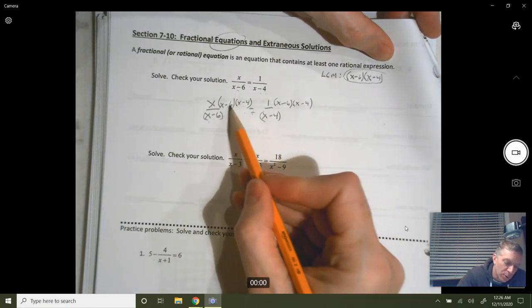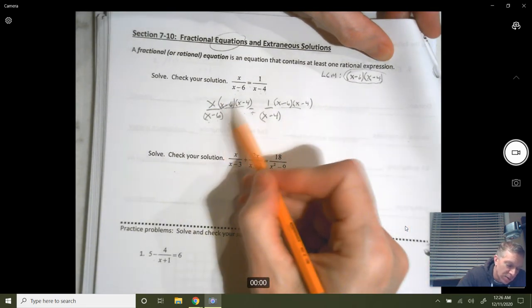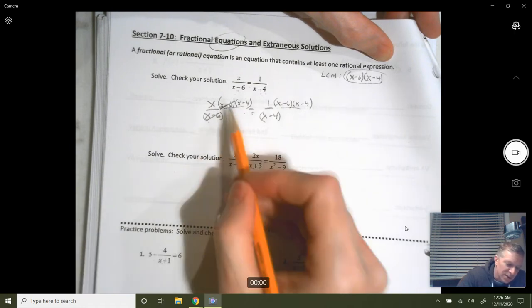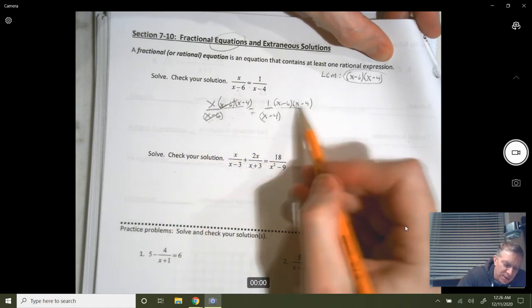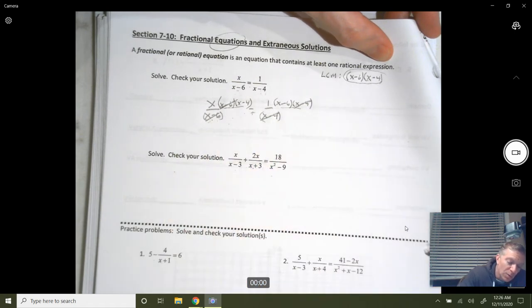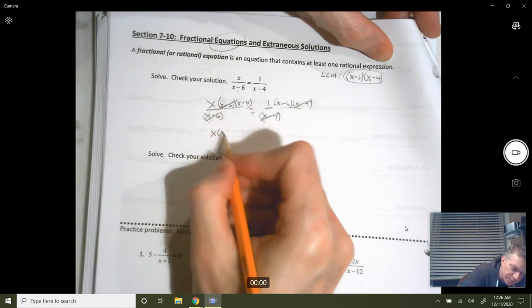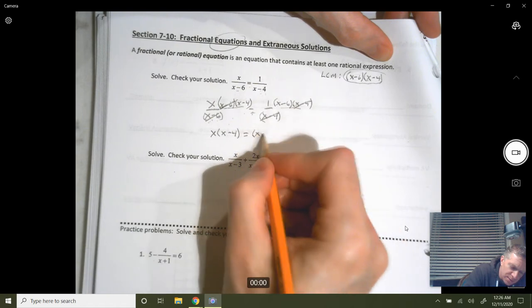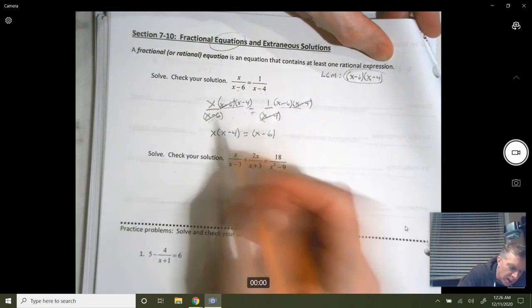Since we multiplied both sides of the equation by the least common multiple, we know we're going to be able to knock out all of our denominators in every term. The x minus 6 cancels with x minus 6. X minus 4 cancels with x minus 4. What's left is x times x minus 4 is equal to x minus 6. Ta-da! No denominators. So now we simply solve this equation, which is going to turn out to be a quadratic.